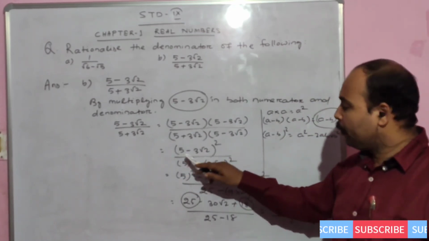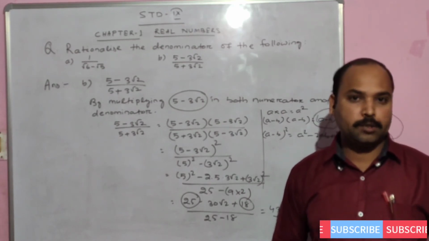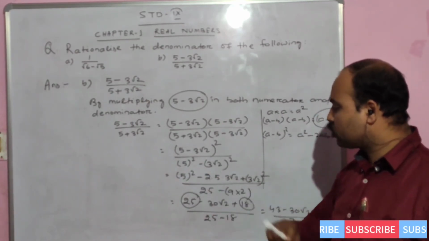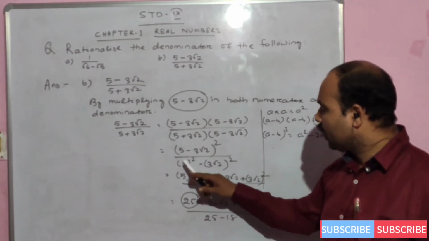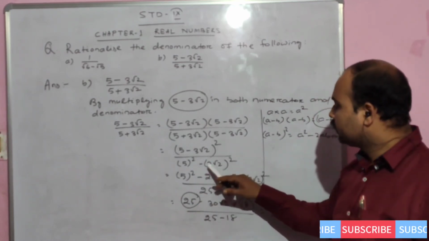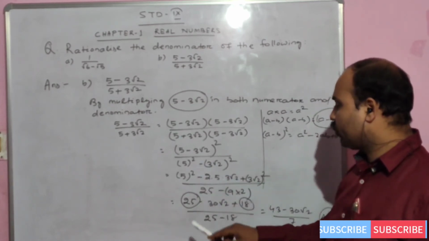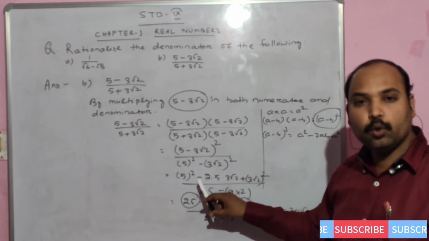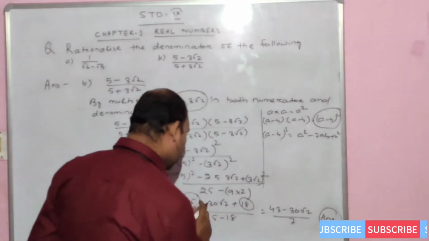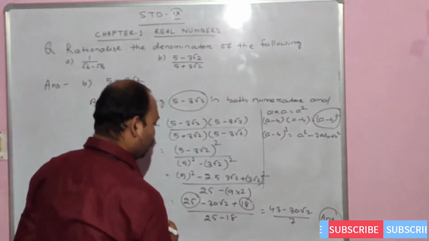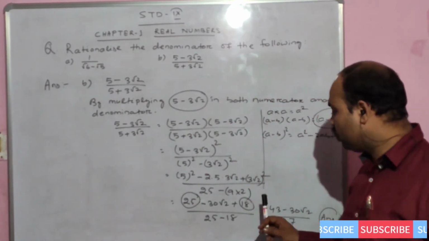In the numerator, we put the formula of (a - b) whole square, that is a square minus 2ab plus b square. So here 5 square minus 2 into 5 into 3√2 plus (3√2) whole square. Upon, 5 square is 25, and (3√2) whole square is 18. Got it? So 5 square is 25, minus, when we multiply 2 into 5 into 3√2, we get 30√2. It is the minus sign. So minus 30√2, then (3√2) whole square equals 18.